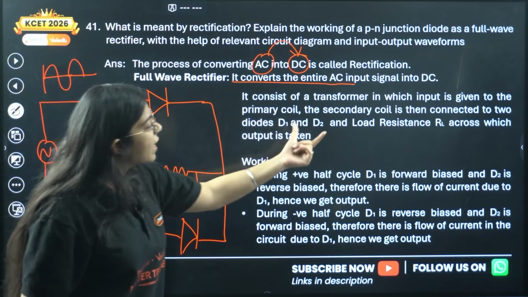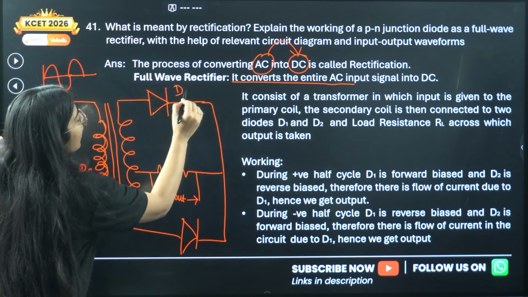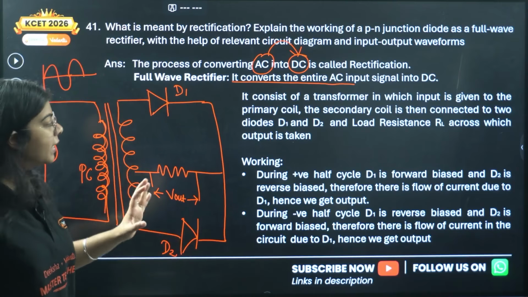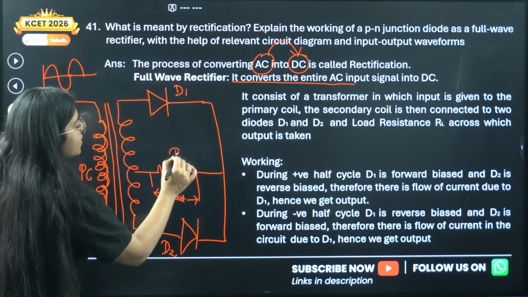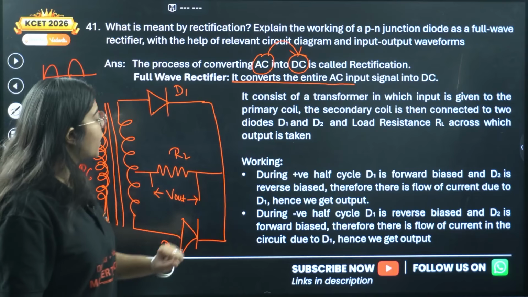Correct? The secondary coil is then connected to 2 diodes, D1 and D2, and load resistance RL across which the output is taken. This is RL. Correct? Now what is the working?